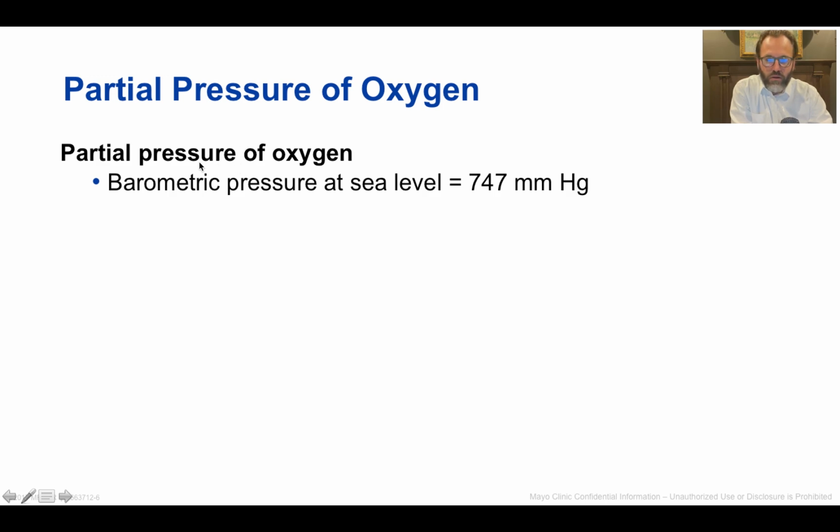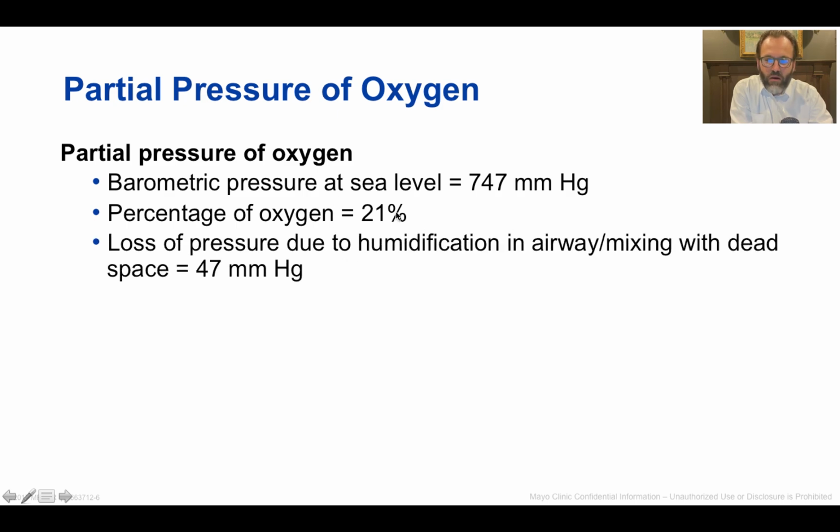The barometric pressure at sea level, we will assume, is right around 747 millimeters of mercury. The percentage of oxygen in most areas is 21%. The purist would say it's 20.9%, but we'll say it's 21% in most areas of the planet. And the loss of pressure due to humidification in the airway or mixing with dead space is roughly 47 millimeters of mercury. So this choosing of 747 millimeters of mercury is not only accurate, but also works out convenient for some simplified math here.